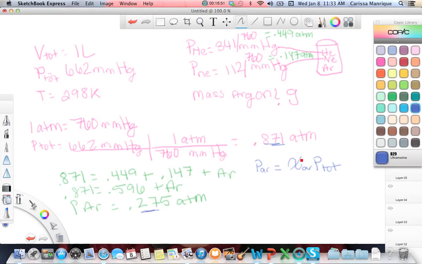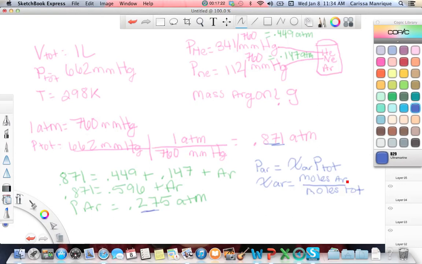What does mole fraction give me? Well, let's write this down. Mole fraction of argon equals, remember, moles of argon over moles total. So it's the part over the total. So part over the whole.